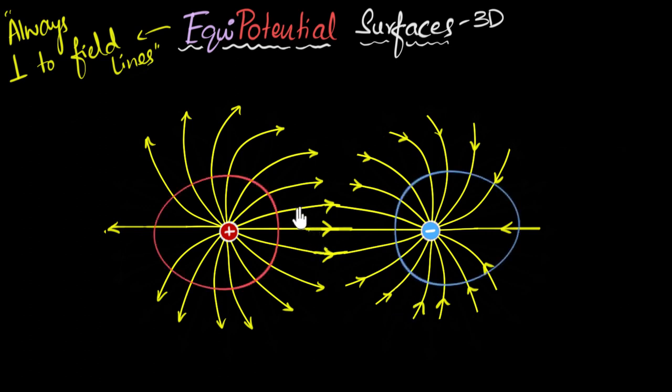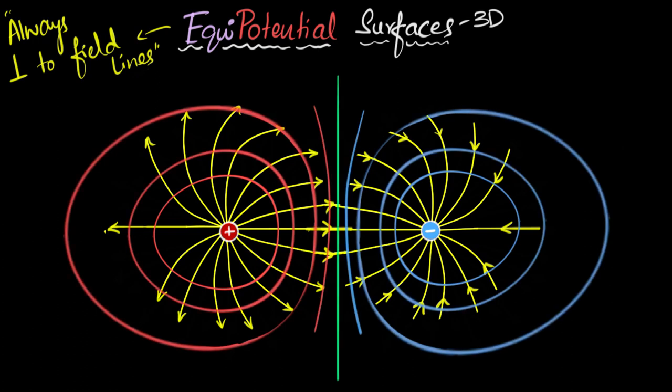And if I were to draw more equipotential surfaces, you can see as it comes closer and closer to the center of the dipole, it's going to get flatter and flatter. In fact, right at this point, you can see the field lines are all parallel to each other, and so you'll get a plane sheet over here. So let me show you that. This is what it would look like.